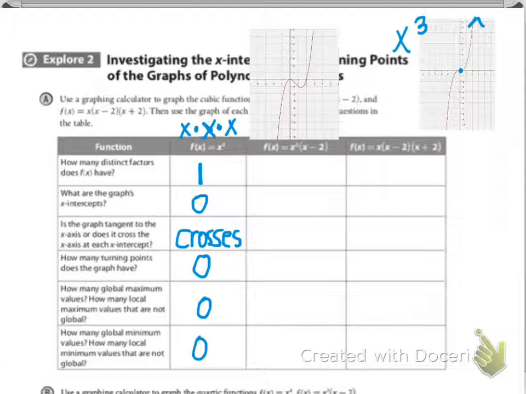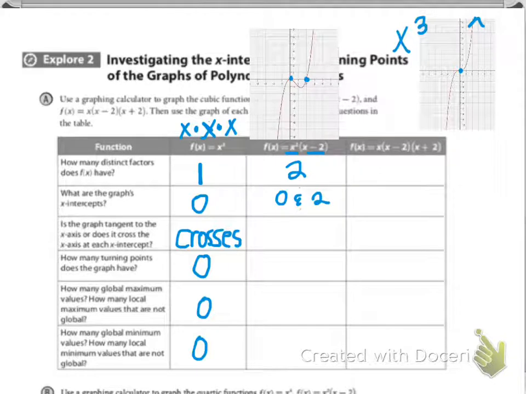So when we answer this question, and this is written in what's called intercept form, or factored form, another way to say it: how many distinct factors does f of x have? Well, I see 2 factors, x squared and then x minus 2, so 2 factors. What are the graph's x-intercepts? Well, I can see it crosses or hits the x-axis here and here, so at 0 and at 2.